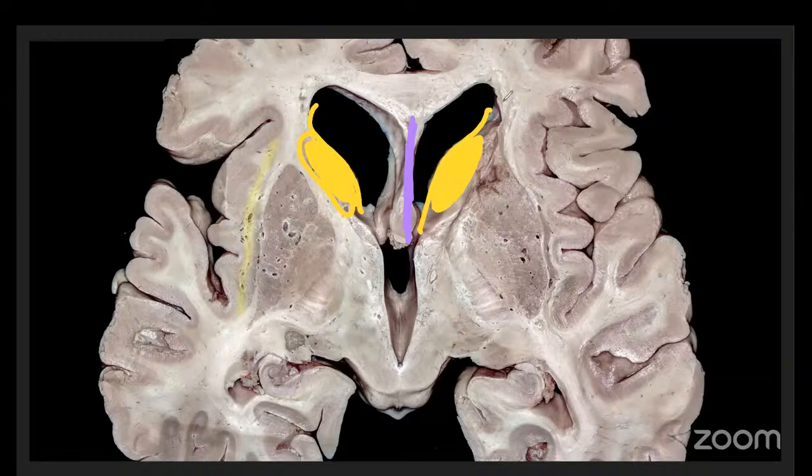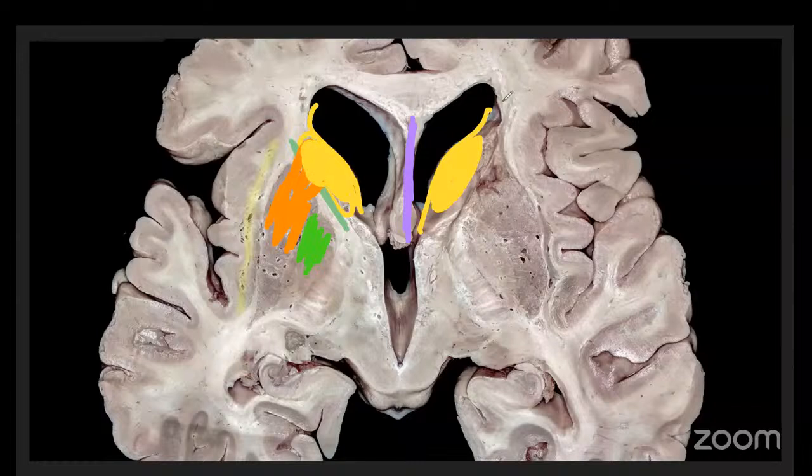Then we have internal capsule, which is separating the putamen and the lentiform nucleus. But there's a small exception here. Very anteriorly, this is not the most anterior section. It's a coronal section, but it's not the most anterior one. If you take the most anterior section, you will see that this putamen here ends up merging with head of the caudate. This merger happens. And what is this merger called?